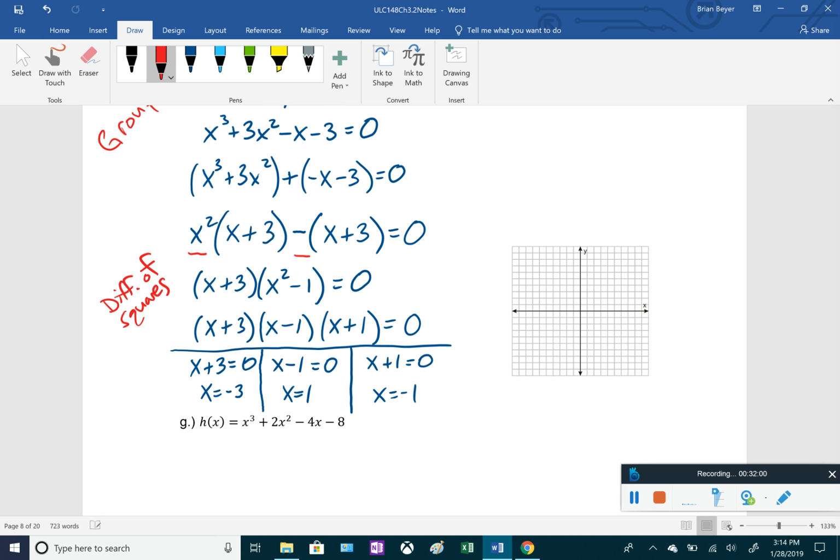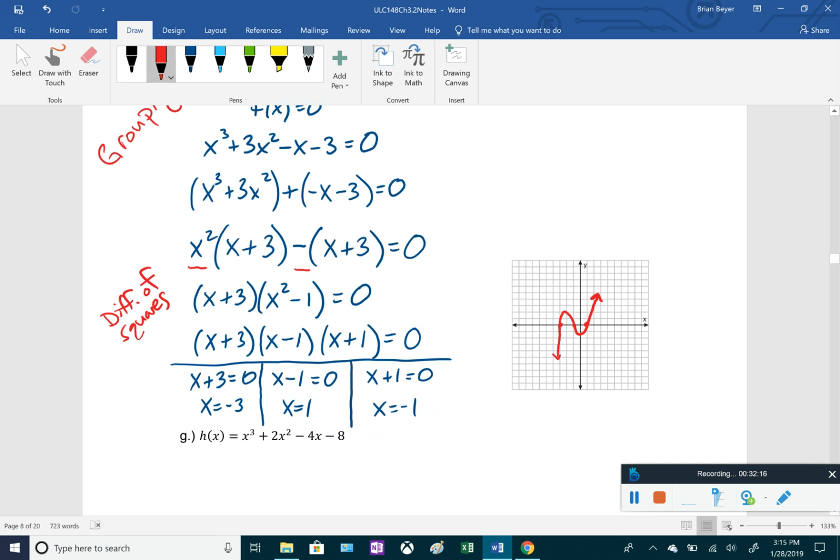Okay, so I'm going to plot these points: negative 3, negative 1, and 1. If we graph this and figure out the other information that we still haven't done yet, it would end up looking something like this. And this is our function f of x.